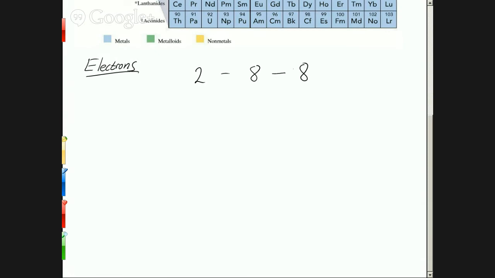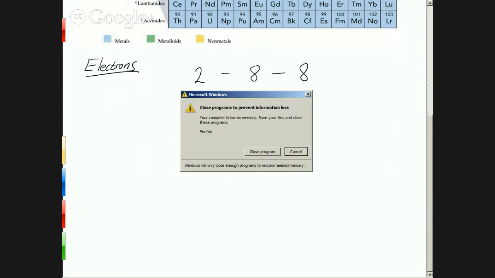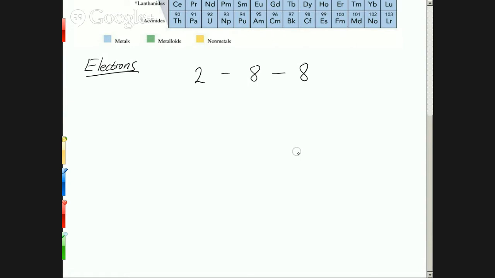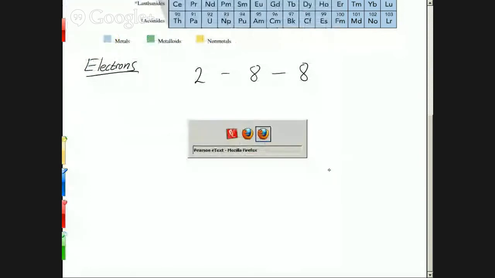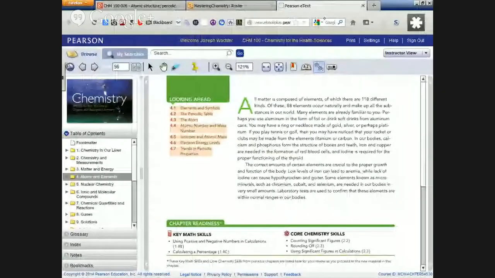You can remember those? I don't want to use memory. Okay. All right. You know what? Close it and let this other program save memory. And we'll close this one too.